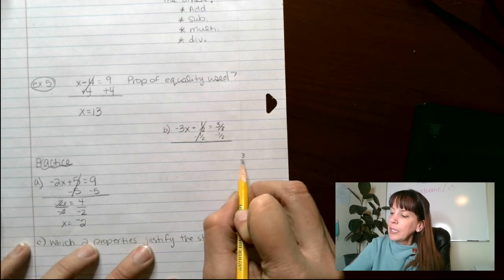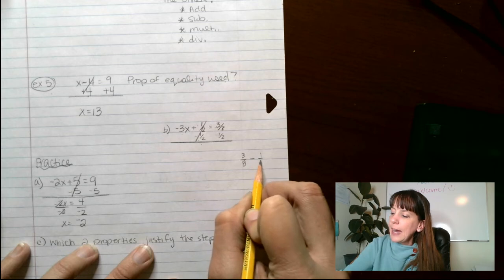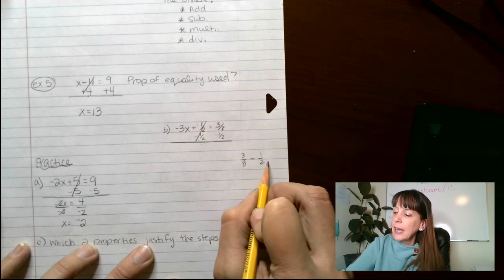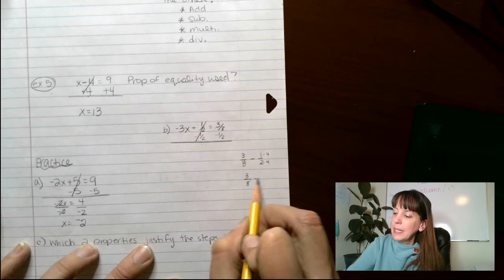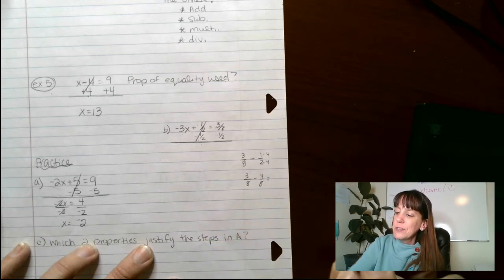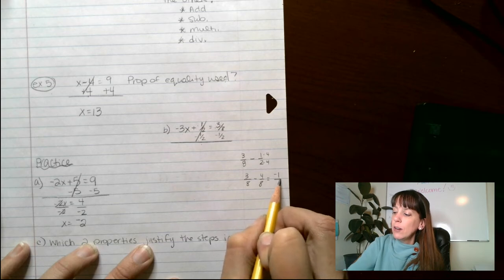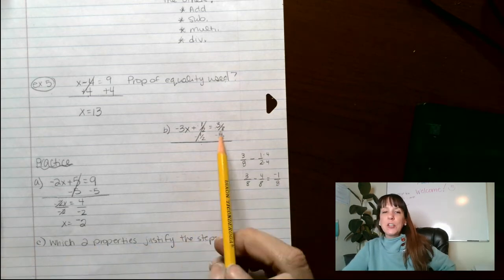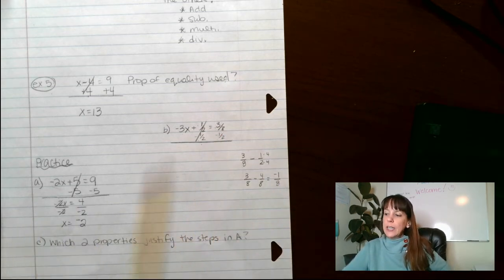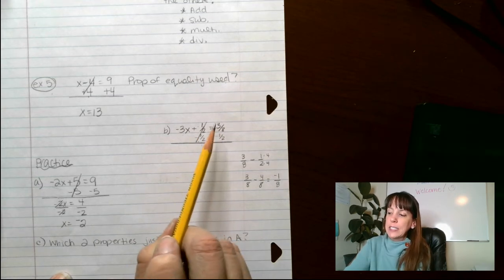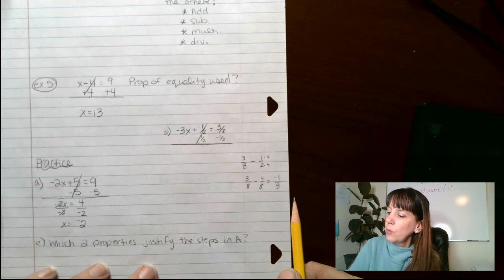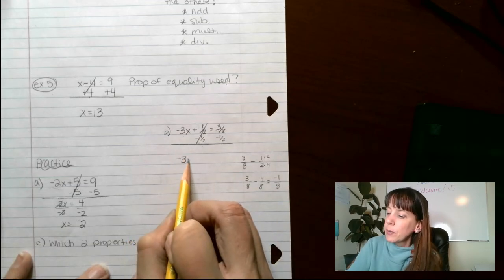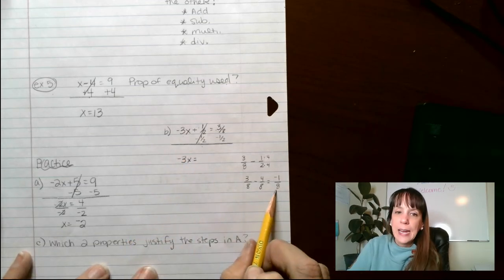So I have 3/8 minus 1/2. My common denominator is going to be 8, so I need to multiply this by 4, this by 4. So now I have 3/8 minus 4/8, which gives me negative 1/8. All right, now make sure that you're subtracting in order here. If we're subtracting it, we need it to be subtracting from that. Don't flip those around. Okay, so we have now negative 3x equals negative 1/8.